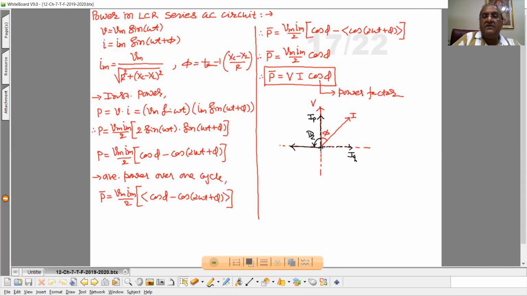Now capacitor, for that current lead the voltage in phase equal to pi by 2.